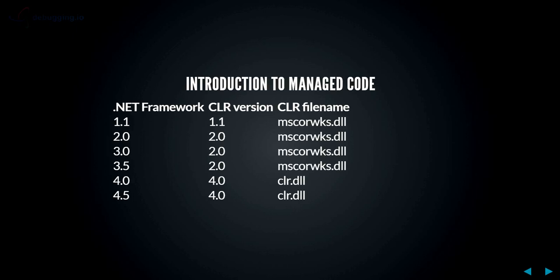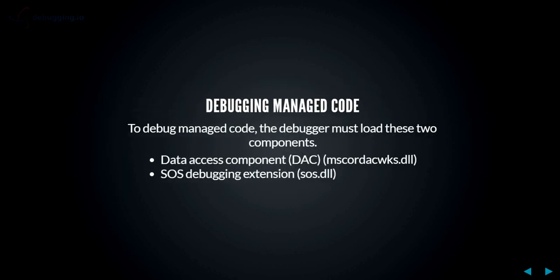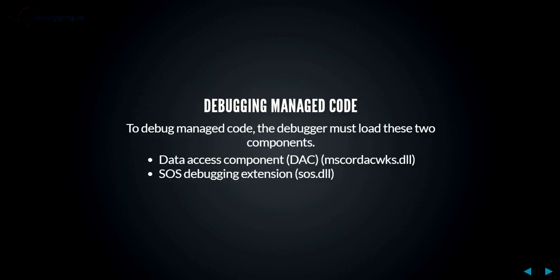in one DLL. From 1.1 to 3.5, it is in MSCorWks.dll, and from 4.0 it's called CLR.dll. This is one of the most important DLLs as far as .NET or the CLR is concerned, and you will see this in many of our commands and outputs. So that is one important thing to understand: mscorwks or clr.dll.